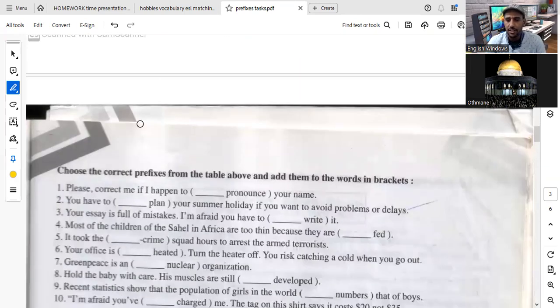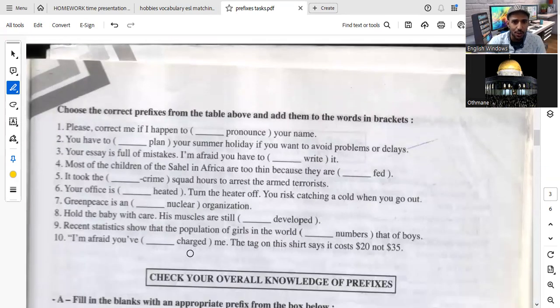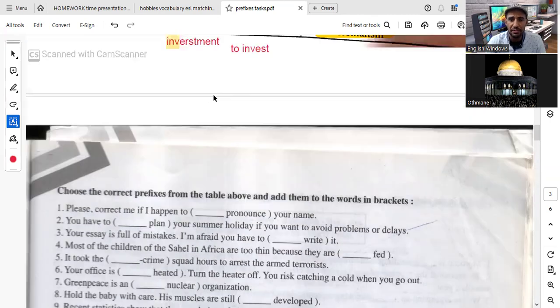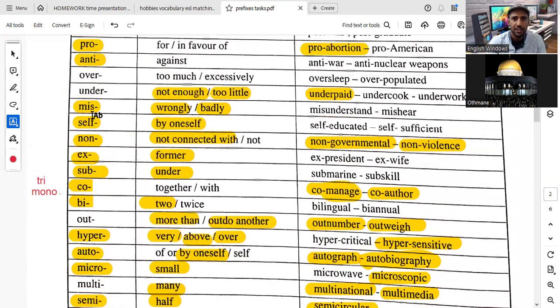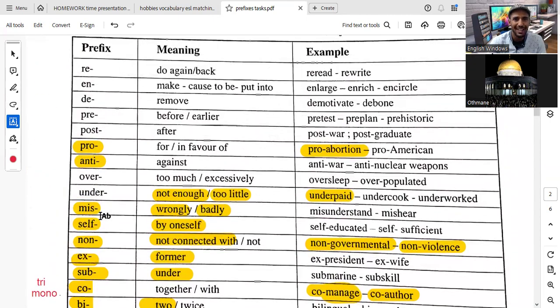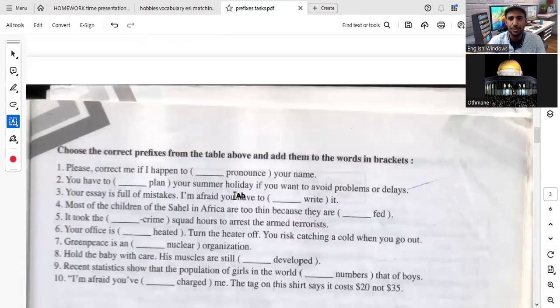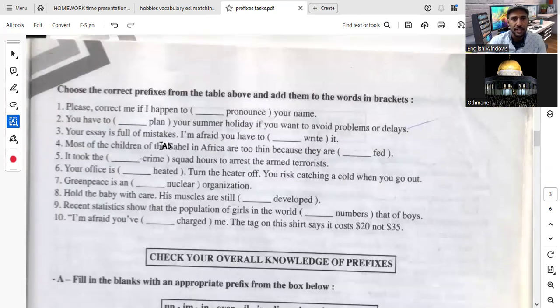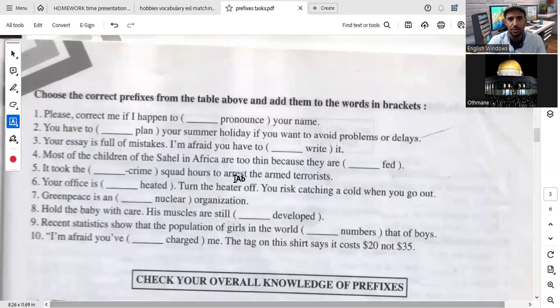Okay, that's it. So we'll go and work on this task, inshallah, and see which prefixes we are going to use. We have to pick out the correct one in order to serve the right meaning of the sentence. So let's read the sentence and see which prefix we need here.